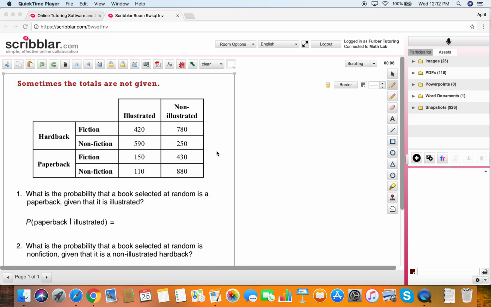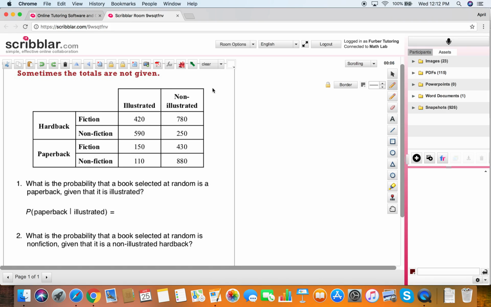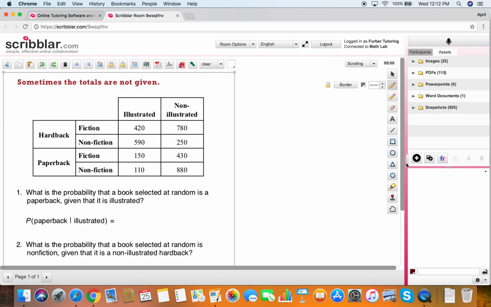The last example in your notes of a two-way frequency table is one in which the totals are not given. You'll notice there's no total column here. There's no total columns under here. So we still can do these problems. You're just going to have to use a calculator to come up with some totals that you need depending upon the question. So this is supposed to be basically an inventory of some library books.